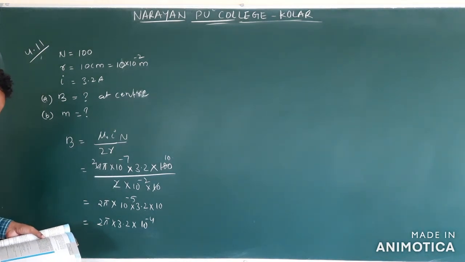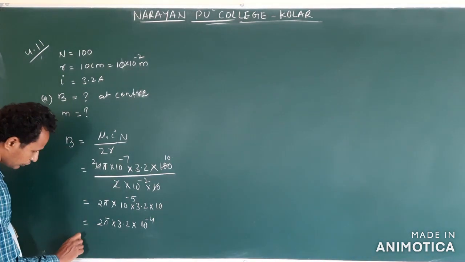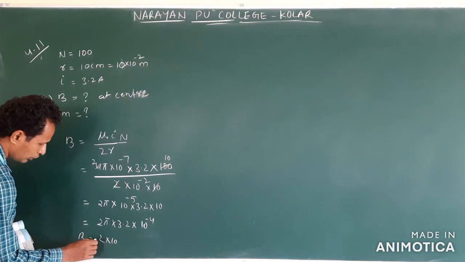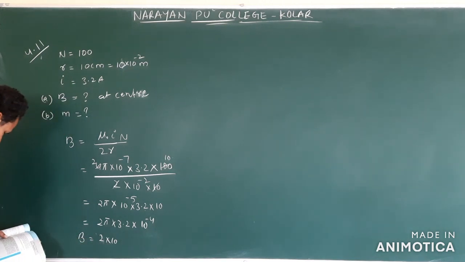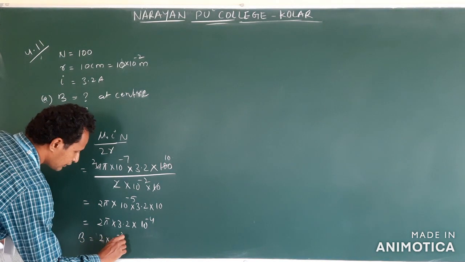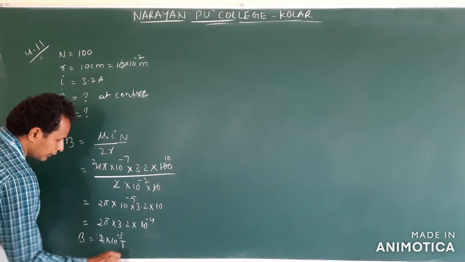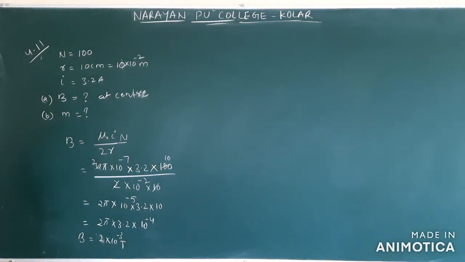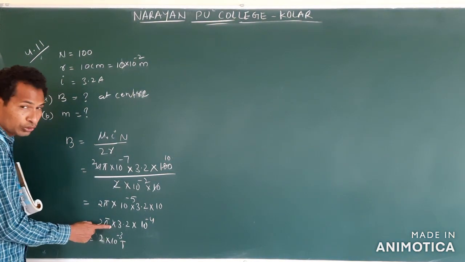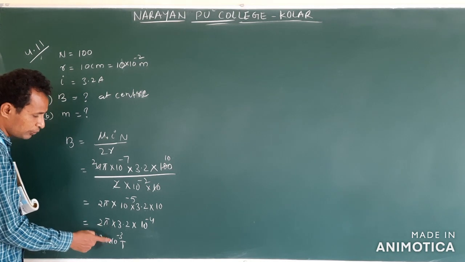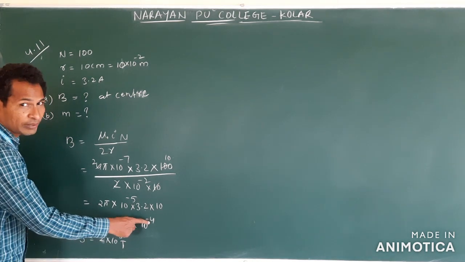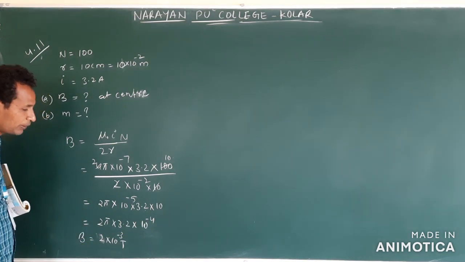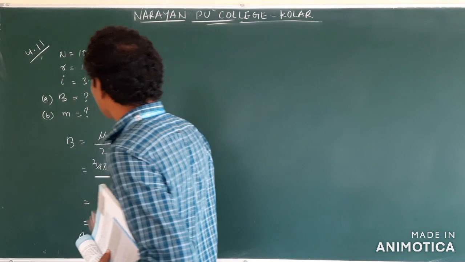The given answer is B is nearly equal to 2 into 10 power minus 3 Tesla. The reason is this is 3.2, and the pi value is 3.142. You multiply 3.2 into 3.142. What do you get? Almost it is 10. 10 into 10 power minus 4, one zero goes, then you will get 2 into 10 power minus 3 Tesla. Then the first question is over.